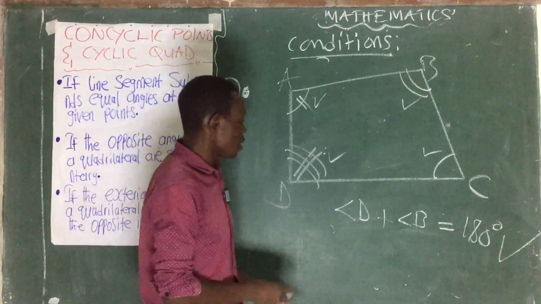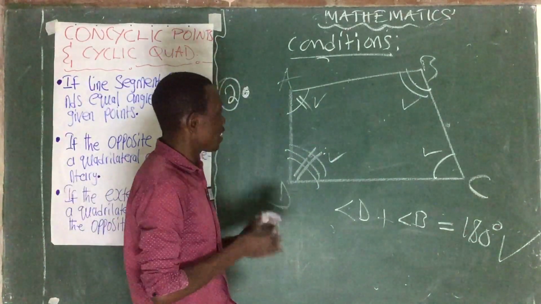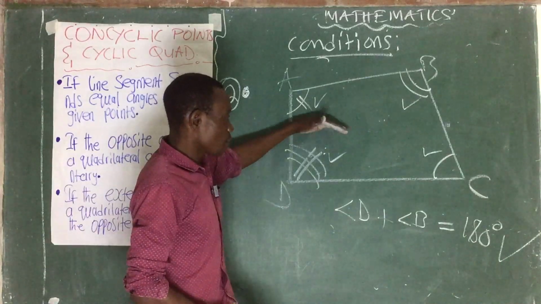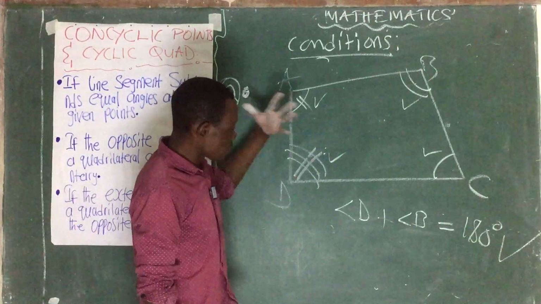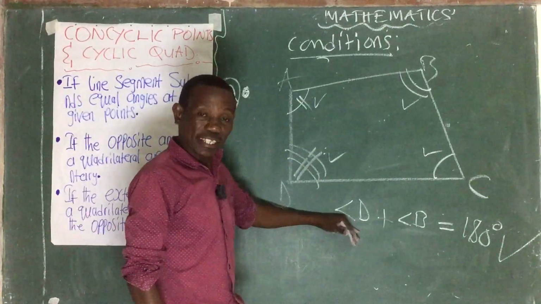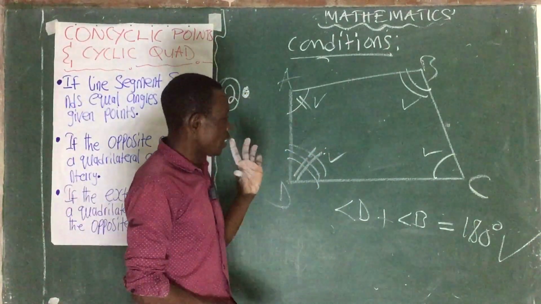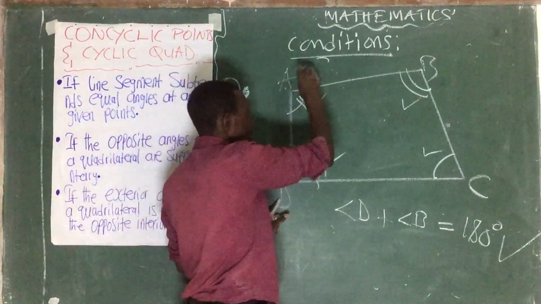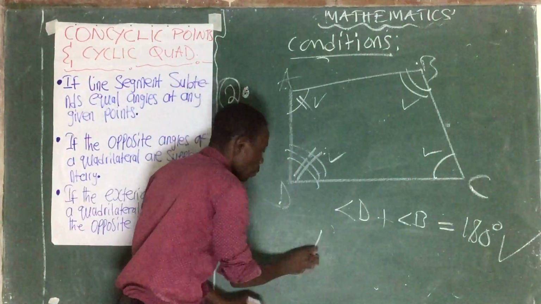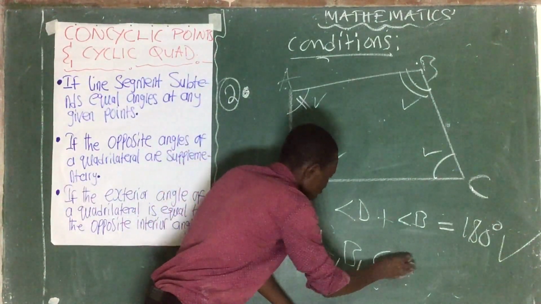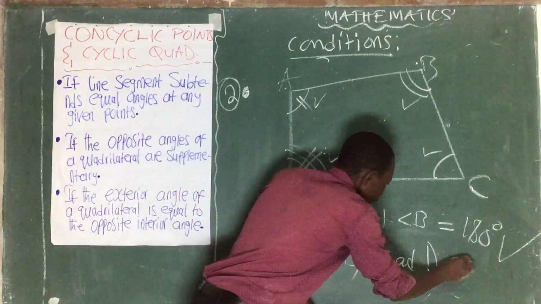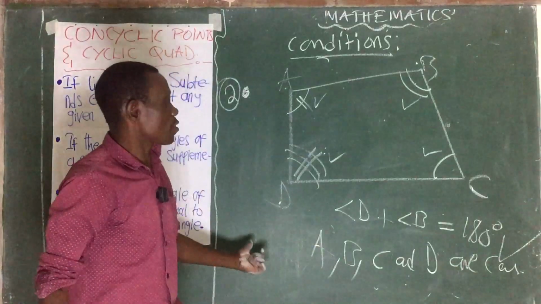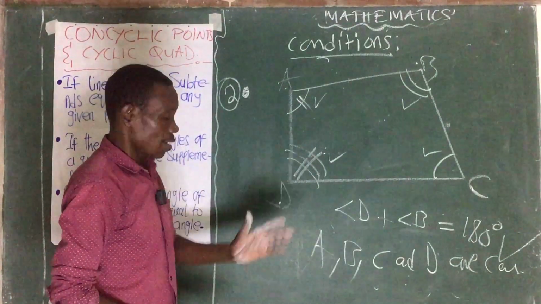So in that case, if the sum of the angles is not 180 degrees for a particular quadrilateral, then rule out that that quadrilateral is not cyclic. Only if the opposite angles add up to 180 degrees, then that quadrilateral is cyclic. And then A, B, C, D as points separately are known as, or are described as, what? Concyclic.